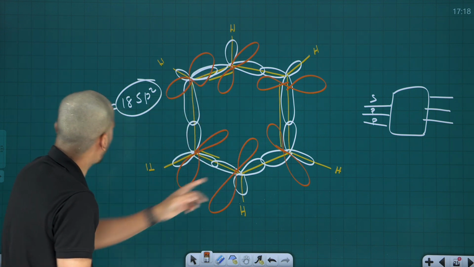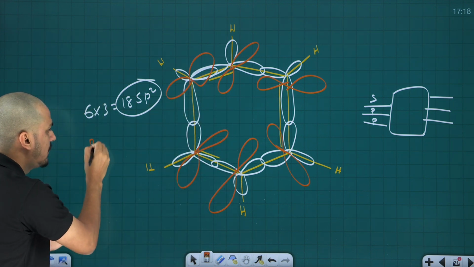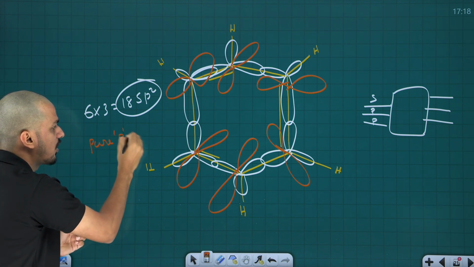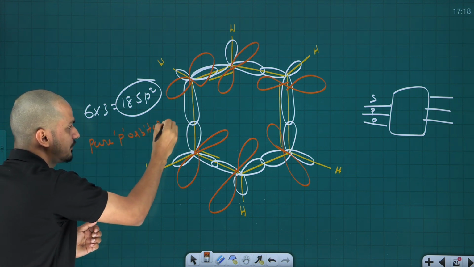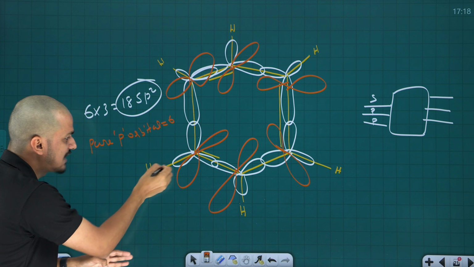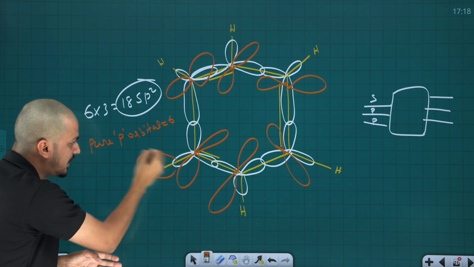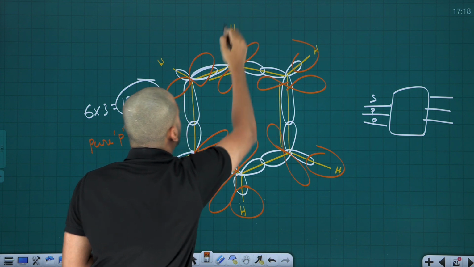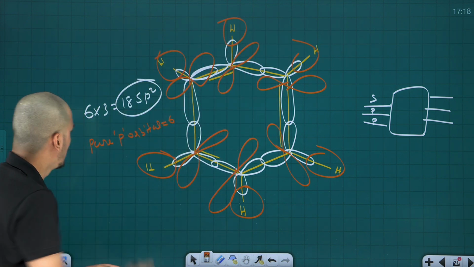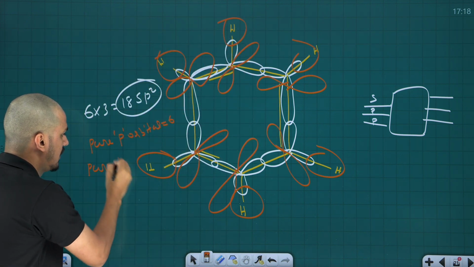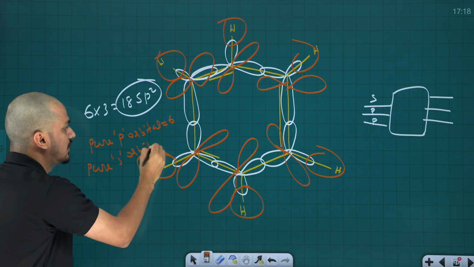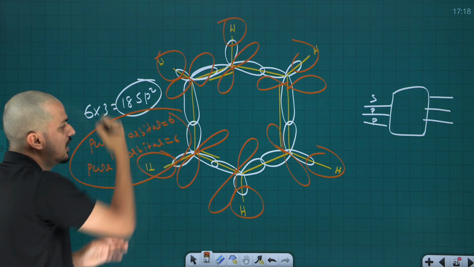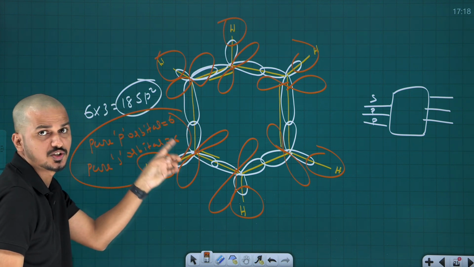So how many pure p orbitals are there? Pure p orbital is equal to 6. Similarly, this hydrogen is coming to overlap with sp2. That means how many hydrogen 1s orbitals are there? 6. 6 1s orbitals are there. So pure s orbital is also 6. So total pure orbitals equal to 6 plus 6, 12.